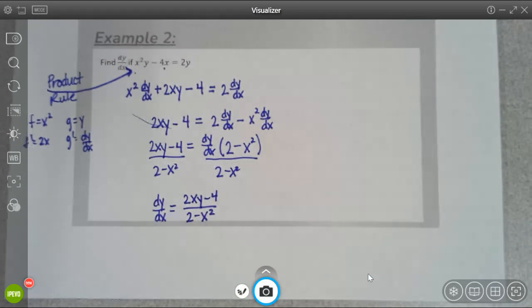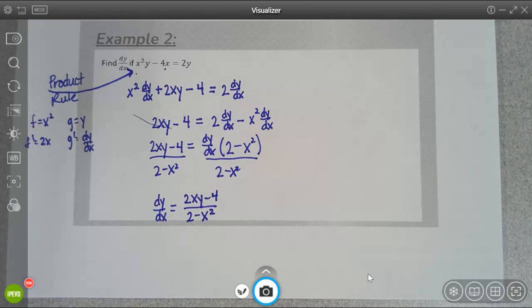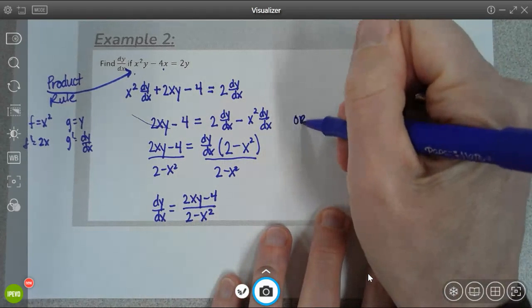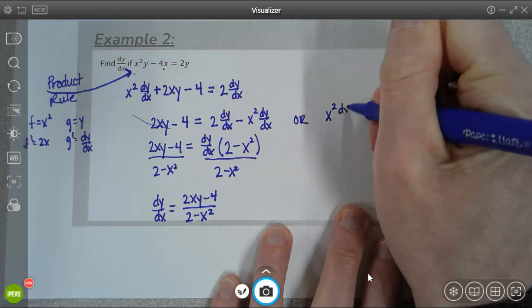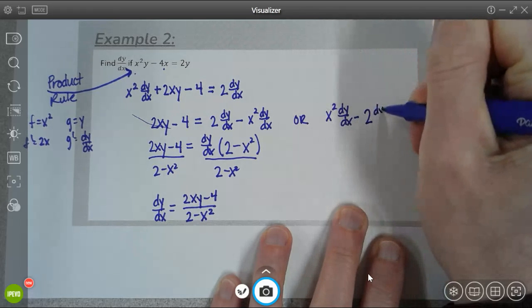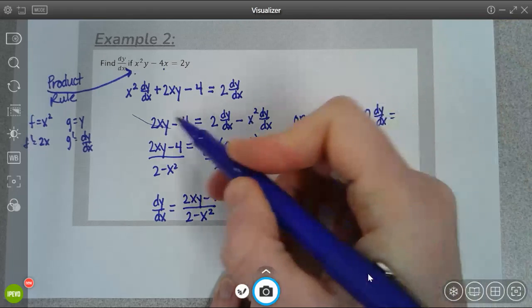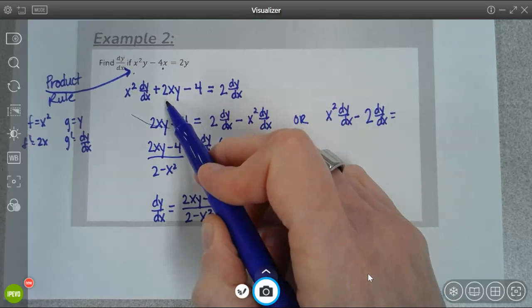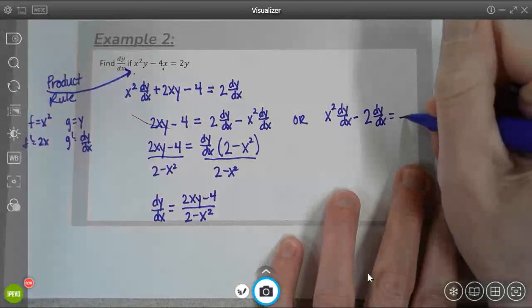Now, something to keep in mind is that I chose to bring all of my dy/dx's over to the right-hand side. And so that kept that 2xy minus 4 the way it was, and it made the right-hand side become 2 minus x squared. If somebody else had solved this problem out, they could have brought this 2 dy/dx over to the left side, and we could have had x squared dy/dx minus 2 dy/dx. And if they bring this guy over here, then they would have had to move both of those over to the other side. So we would have had to subtract the 2xy and add the 4 over to the other side.